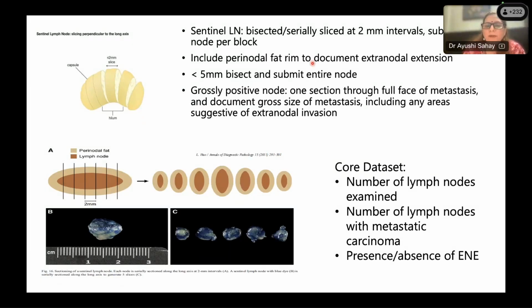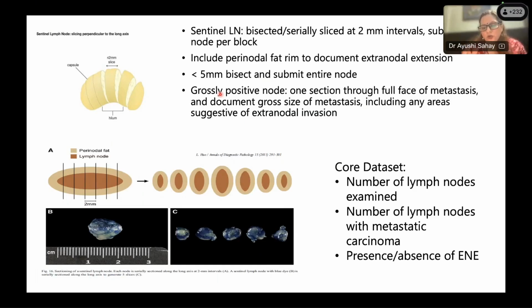You have to include the perinodal fat to document extranodal extension. If the lymph node is small, less than 5 mm, you bisect and submit the entire node. In a large, grossly positive node, take one section full face through the metastasis. The gross size of metastasis has to be documented, and you have to give the section where you suspect there might be extension into the fat or extranodal invasion.